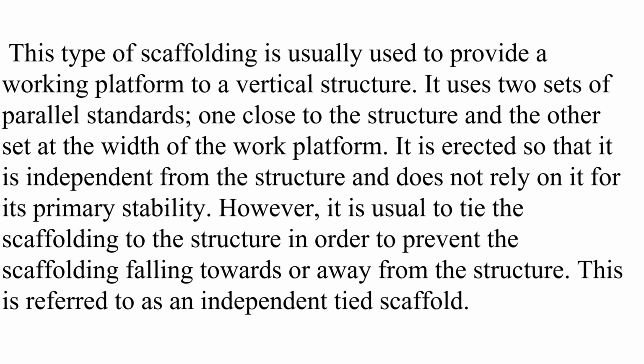for its primary stability. However, it is usual to tie the scaffolding to the structure in order to prevent the scaffolding falling towards or away from the structure. This is referred to as an independent tied scaffold.